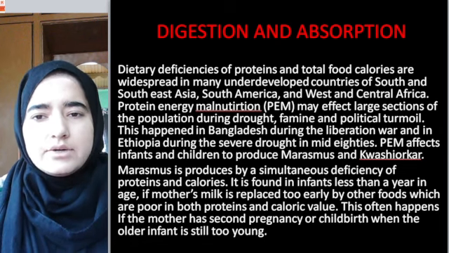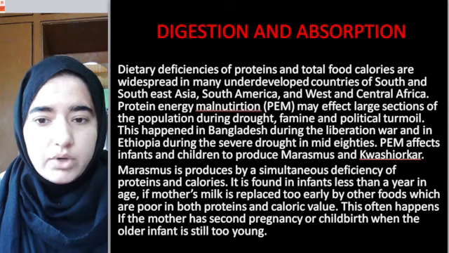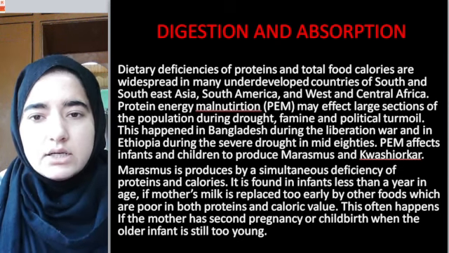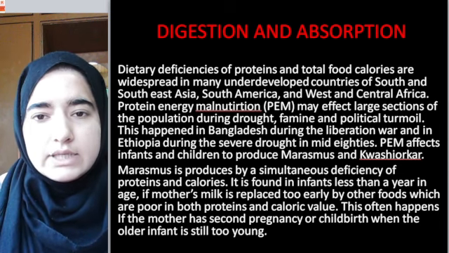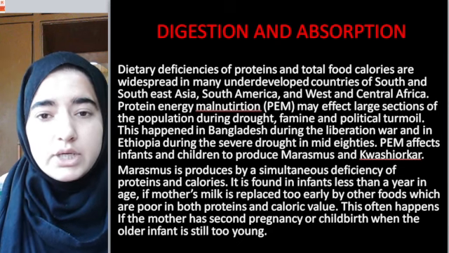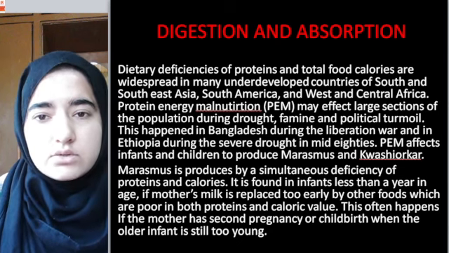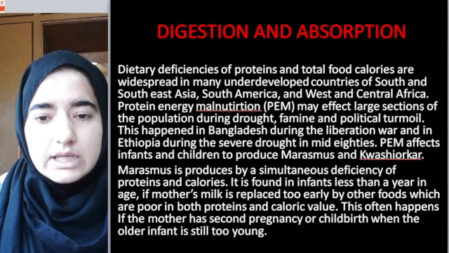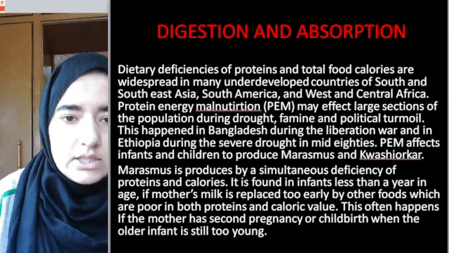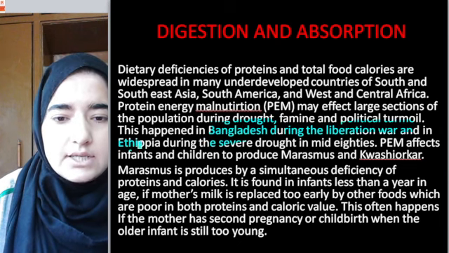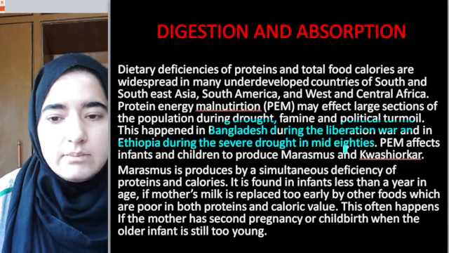Say, for example, a country has gone through drought, famine or political turmoil. What happens next to that country? It will not be able to provide for its population's basic resources like food. That's why protein energy malnutrition occurs. This happened in Bangladesh during the Liberation War, and in Ethiopia during severe drought in the mid 80s.